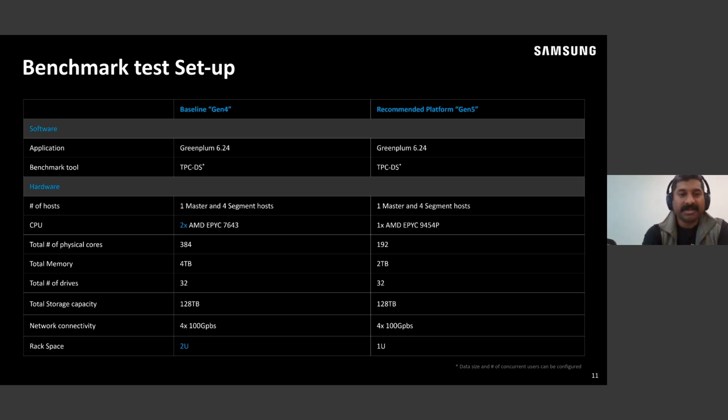So double the resources. And the number of drives is exactly the same, 32 drives, all 4 terabyte. So the total capacity is 128 terabyte. And the network connectivity is exactly the same, 4 by 100 Gbps. And you can see the rack space there. So it's 2U for the baseline, and the recommended one is just 1U. Again, saving on the space side, right? So yeah, this is just a quick overview. Let's move to the next slide.